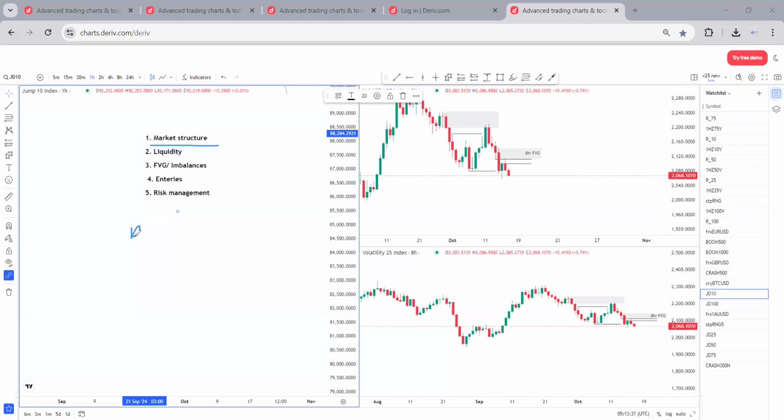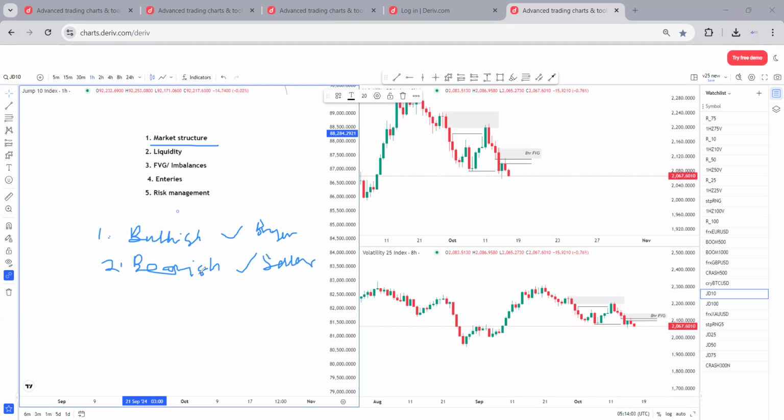We have bullish markets and we have a bearish market. So it's either you are buying or you are selling. In the market, you are either a buyer or you are a seller. So when you are bullish, it means you are a buyer. And when you are bearish, it means you are a seller. You are selling the market.